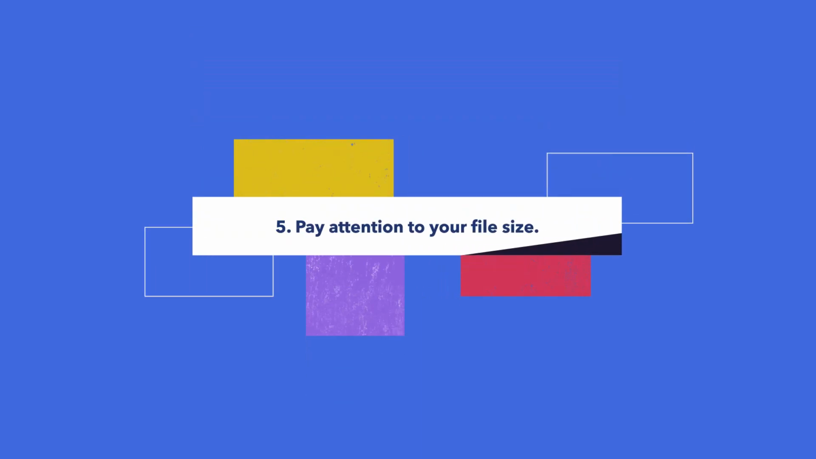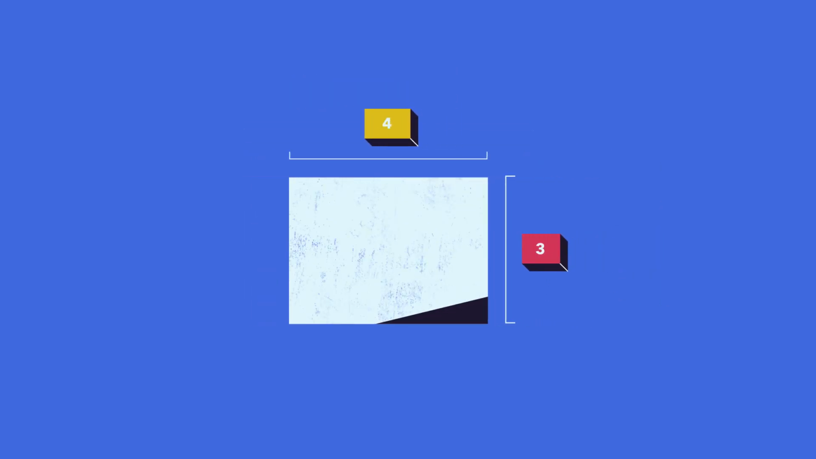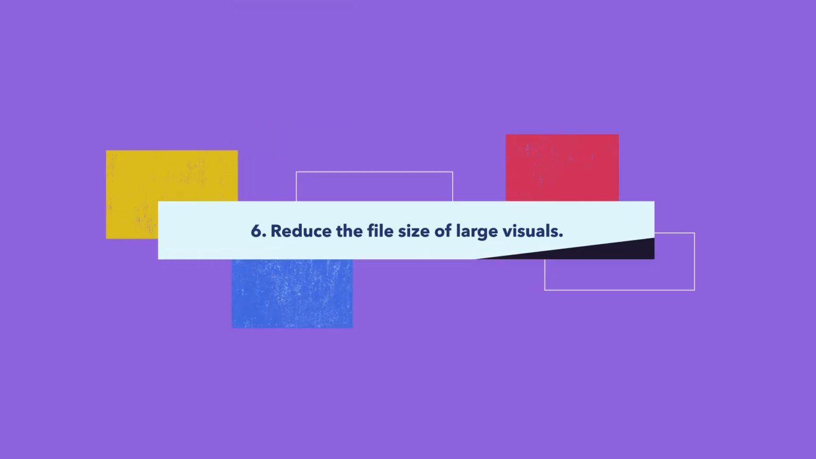5. Pay attention to your file size. Image dimensions matter. According to Rand Fishkin of Moz, you can use 16 by 9, 4 by 3, or square images. 6. Reduce the file size of large visuals.